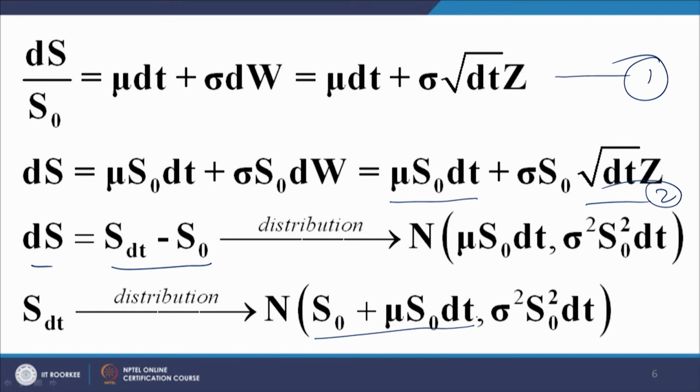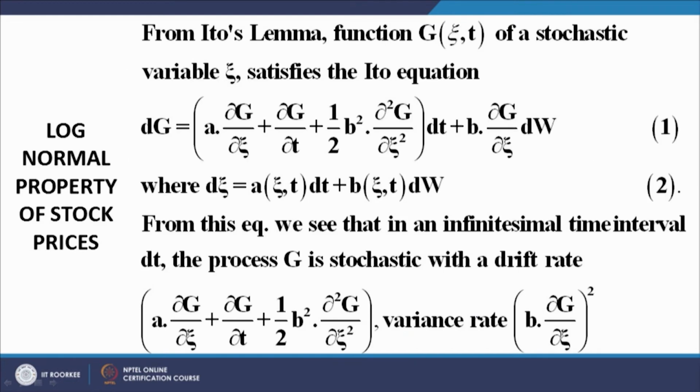Let me repeat, s dt is normally distributed with a mean of S naught plus mu S naught dt and a variance of sigma square S naught square dt. Okay. So, this is as far as the infinitesimal time period model of stock prices is concerned. If you are given the exercise of predicting or calculating or projecting the stock price at an infinitesimal time period from now, you can use this model appropriately.